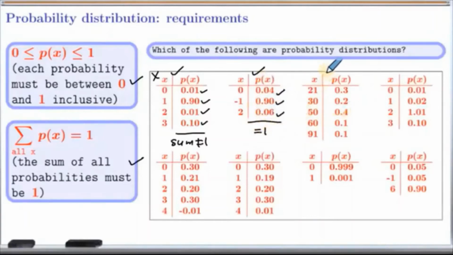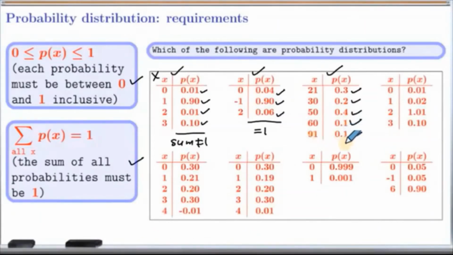So let's look at this one here. Let's find out if its probabilities are between 0 and 1 or not. So this is between 0 and 1. This is also between 0 and 1. And this is also in between 0 and 1.